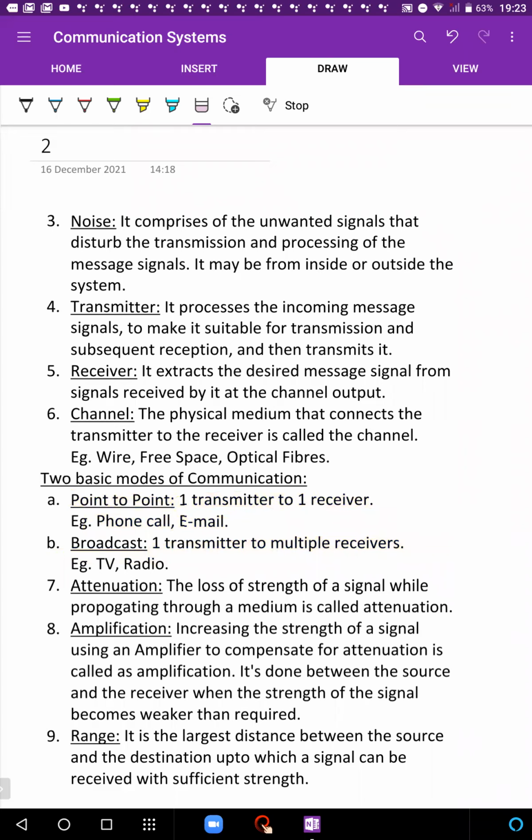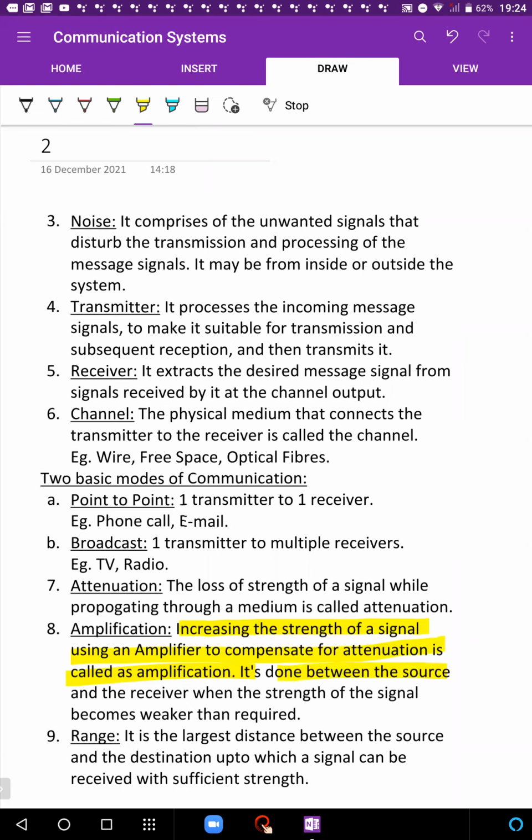Then you have a maybe new word for some: attenuation. Attenuation just means weakening. It literally means the loss of signal strength while propagating through a medium. We know signals get weak as you go further away from the transmitter. So that's attenuation. Amplification is increasing the strength of the signal using an amplifier to compensate for attenuation. So that process is amplification.